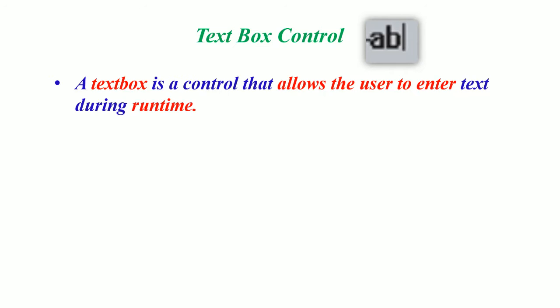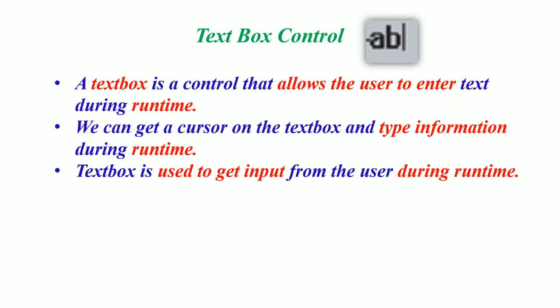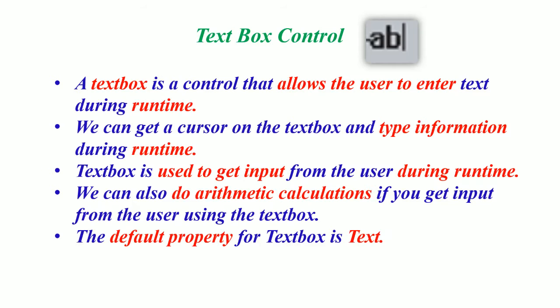Let us see the next one. Text box control. A text box control allows the user to enter text during runtime. So if you want to enter text during runtime, you just use the text box control. We can get a cursor on the text box and type information during runtime. Text box is used to get input from the user during runtime. With the help of that input, we can do the arithmetic calculations. The default property for the text box is text property.